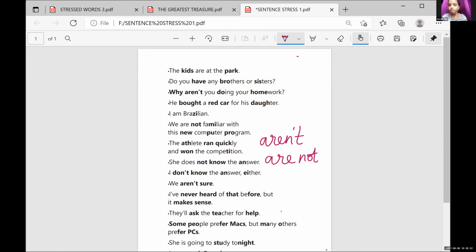Why aren't you sure? Before that. The sentence before that. I don't know the answer either. Either. Okay. So some of you might get confused whether to pronounce the word as either or either. Of course, both the pronunciations are right.